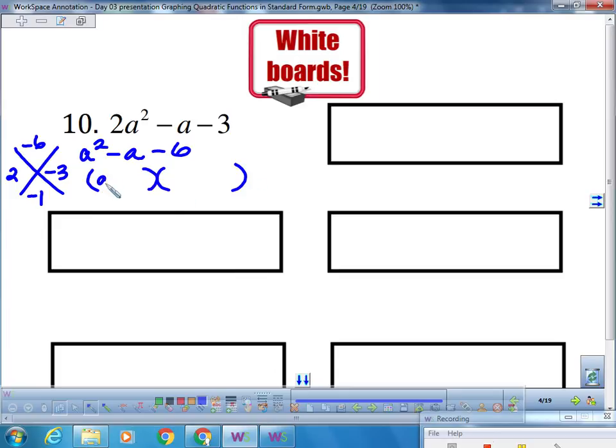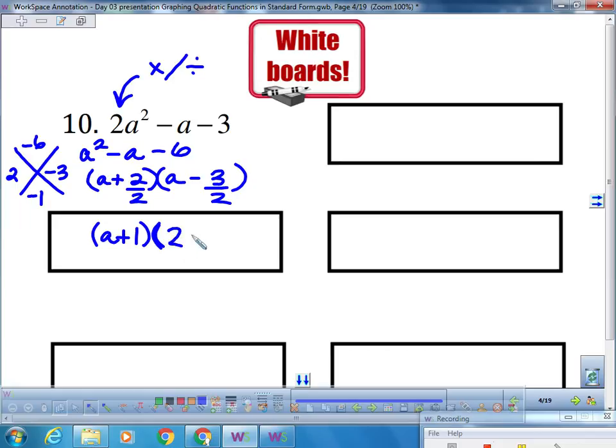I've got a and 2, positive 2, and negative 3. I originally multiplied, so now I have to divide by 2. So I'm going to divide this by 2 and this by 2. I've got a plus 1, and since this does not simplify, I'm going to take the 2 and put it in front of the a, minus 3. I'm going to multiply both of these by 2. That's it.